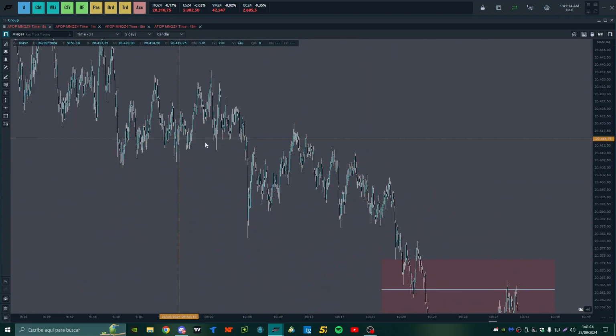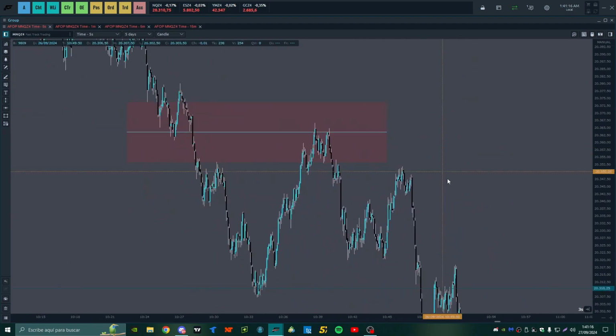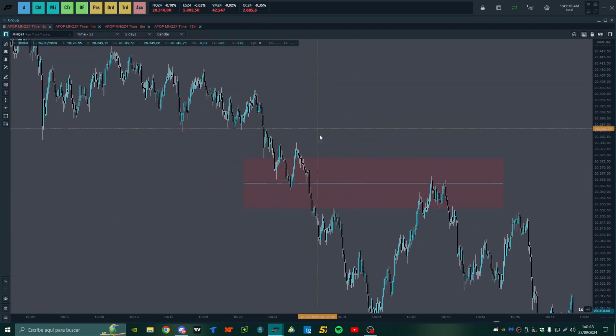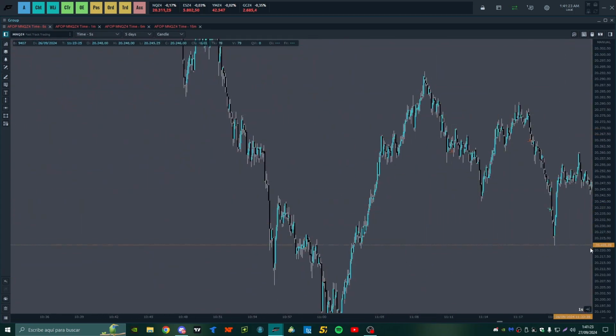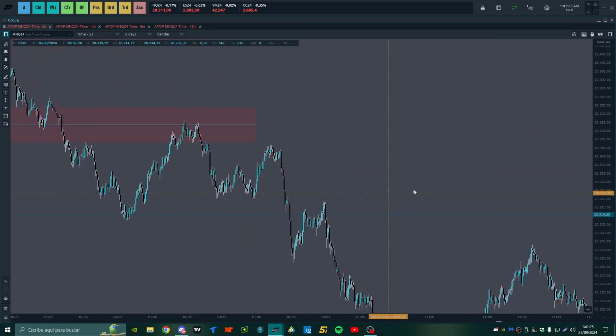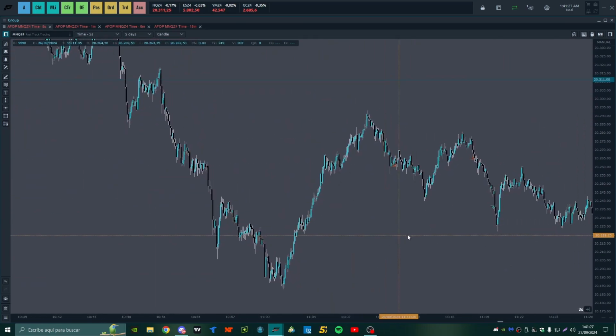From what I saw, the price movement was beautiful. I saw the community sharing their analyses, their trades, and they did great. I'm very glad to see that they are also understanding the price well.